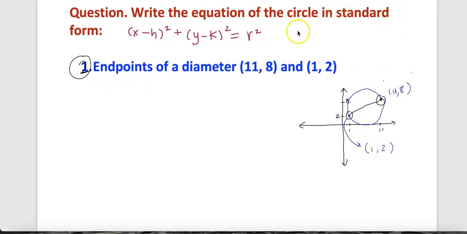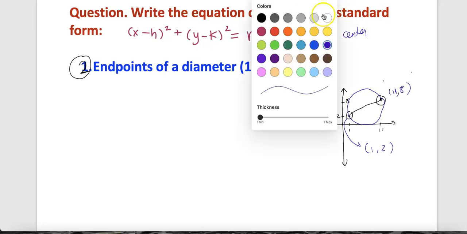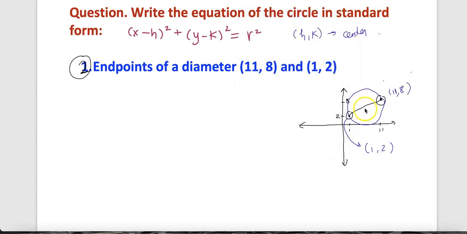Now, you know that h, k are the points for the center. So how will you find the center of this circle? The center will be somewhere over here. How will you find it? You learned in your previous classes that the center is the midpoint. So we are trying to find the midpoint of this line over here.